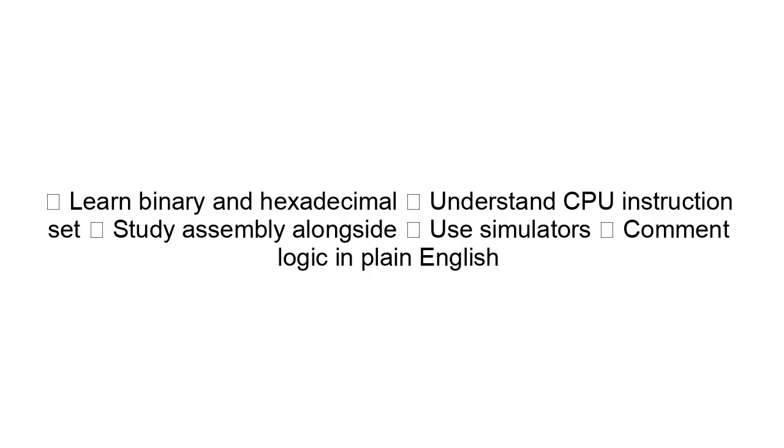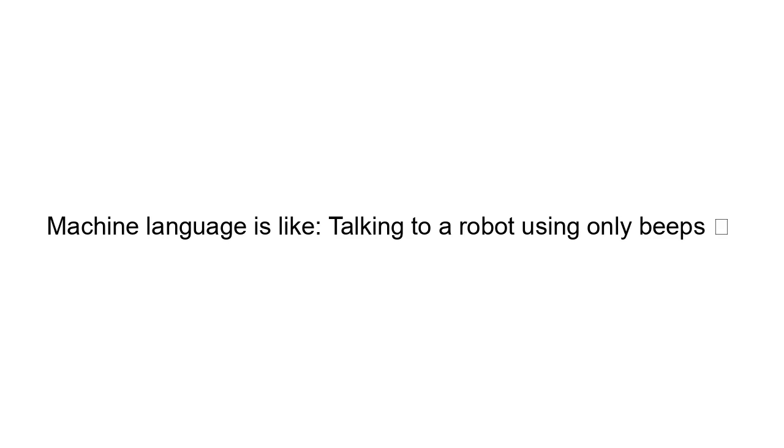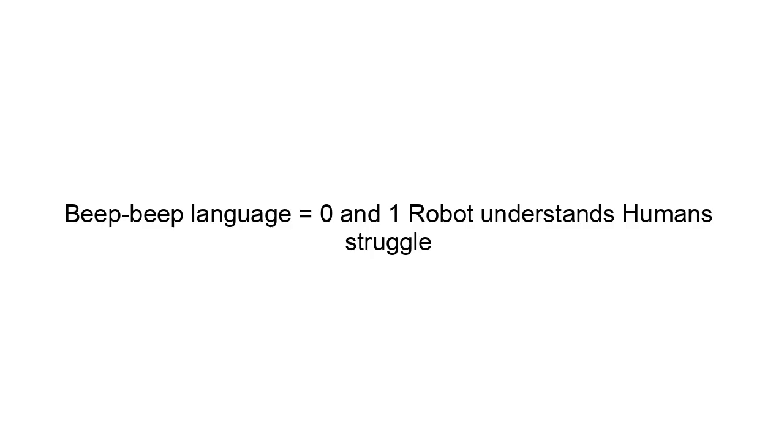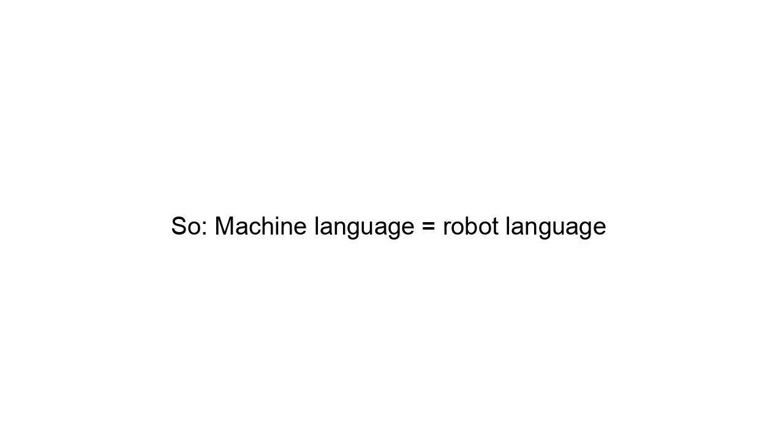Real-life analogy. Machine language is like talking to a robot using only beeps. Robot. Beep beep language equals 0 and 1. Robot understands. Humans struggle. So, machine language equals robot language.